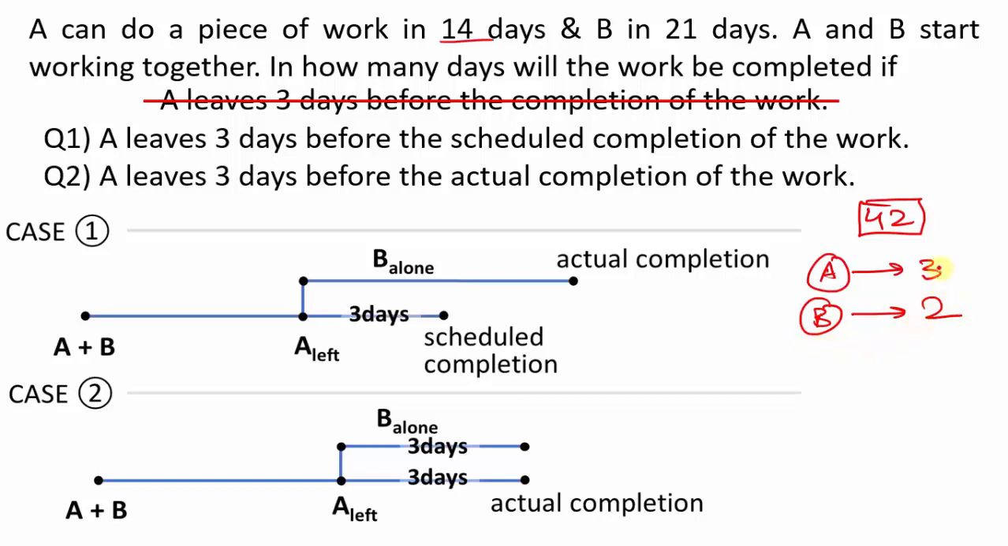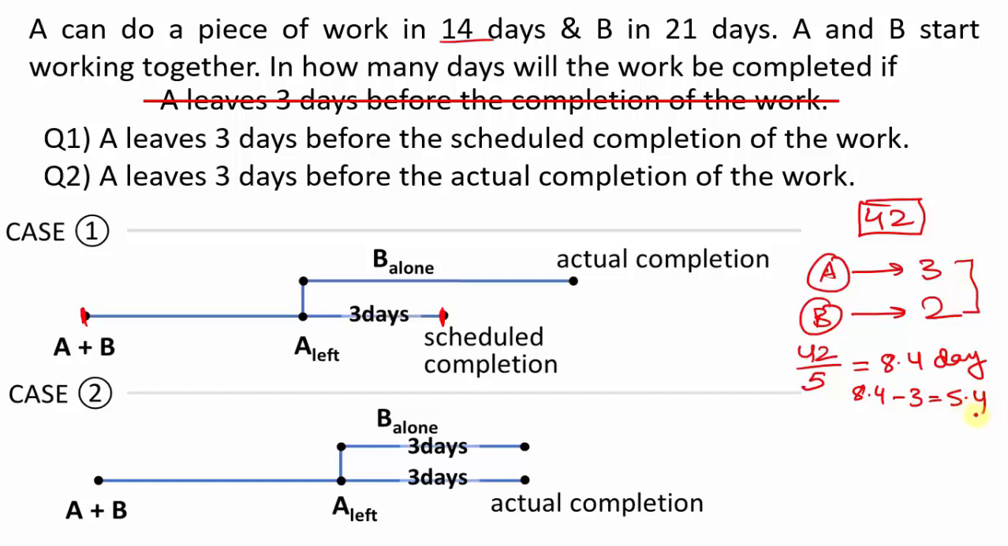would be, together they finish 5 units in one day. So 42 units will be finished in 42 upon 5, that is 8.4 days. 8.4 days after the start would be the scheduled completion day. If A did not leave, they would have finished the work in 8.4 days. But A left 3 days before. That means A left in 5.4 days. 8.4 minus 3 is 5.4 days.